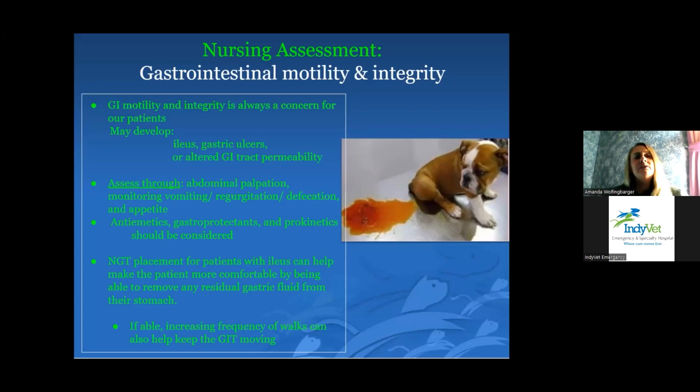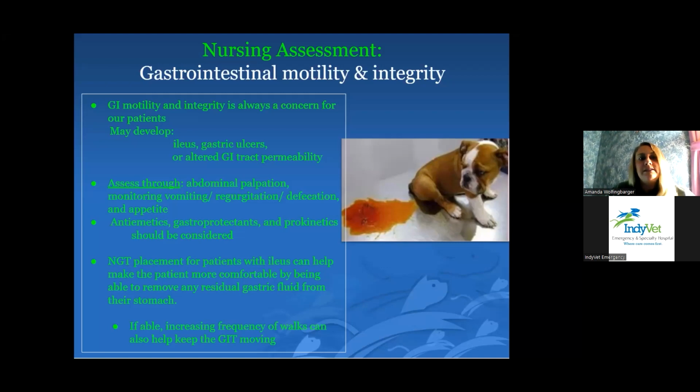And then we're assessing it through their abdominal palpation and then monitoring their vomiting. Are they regurgitating? What type of defecation are they having? And if they are having an appetite. And then antiemetics, GI protectants, and prokinetics should be considered.